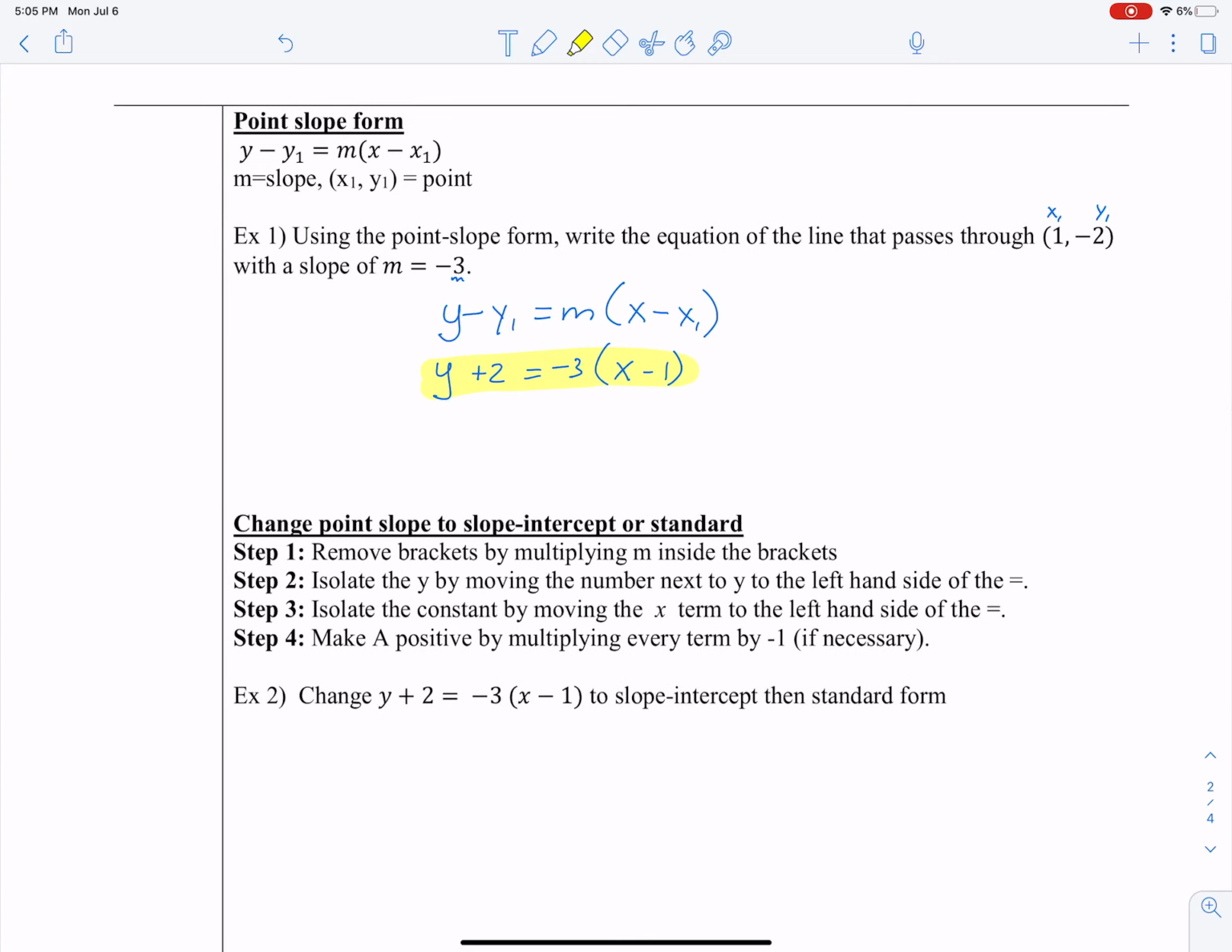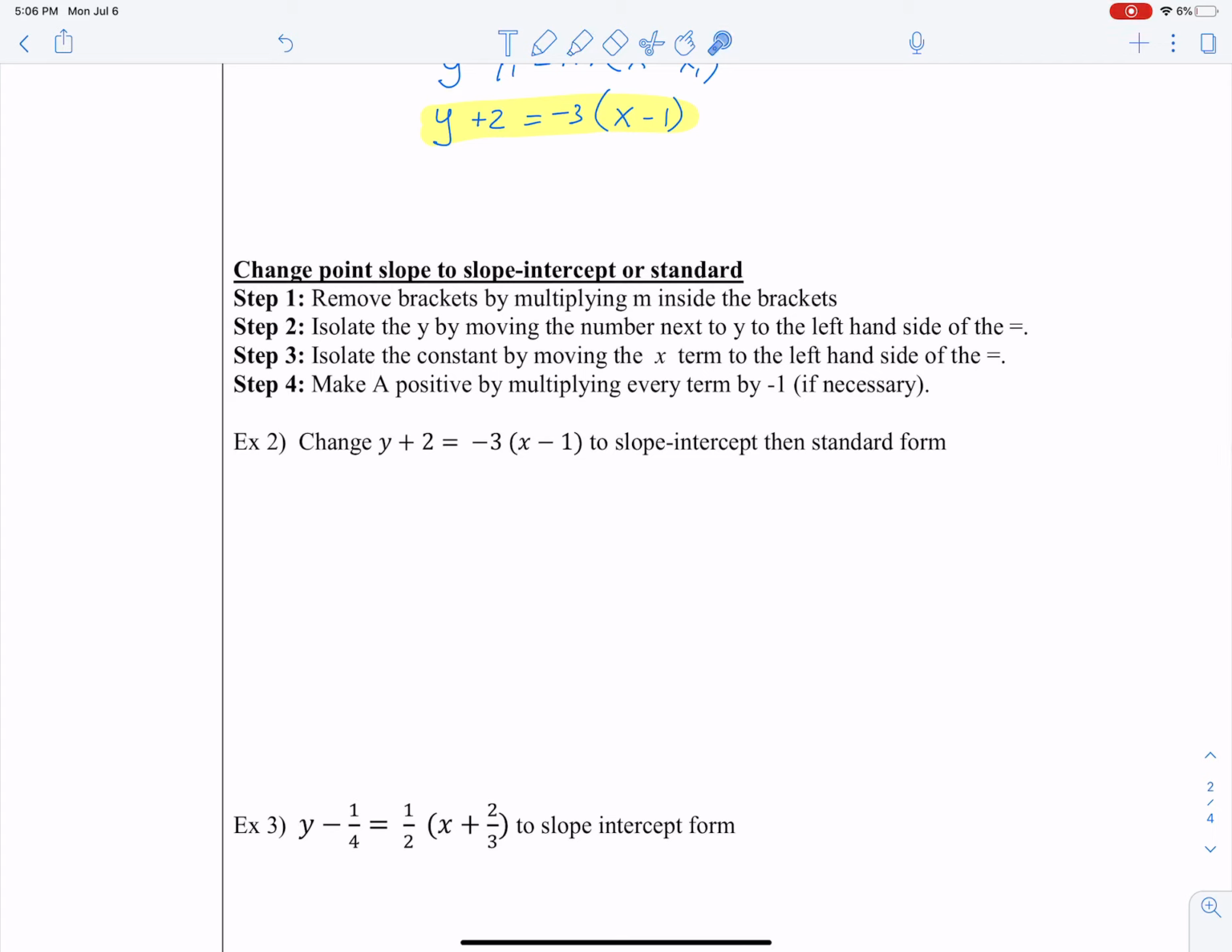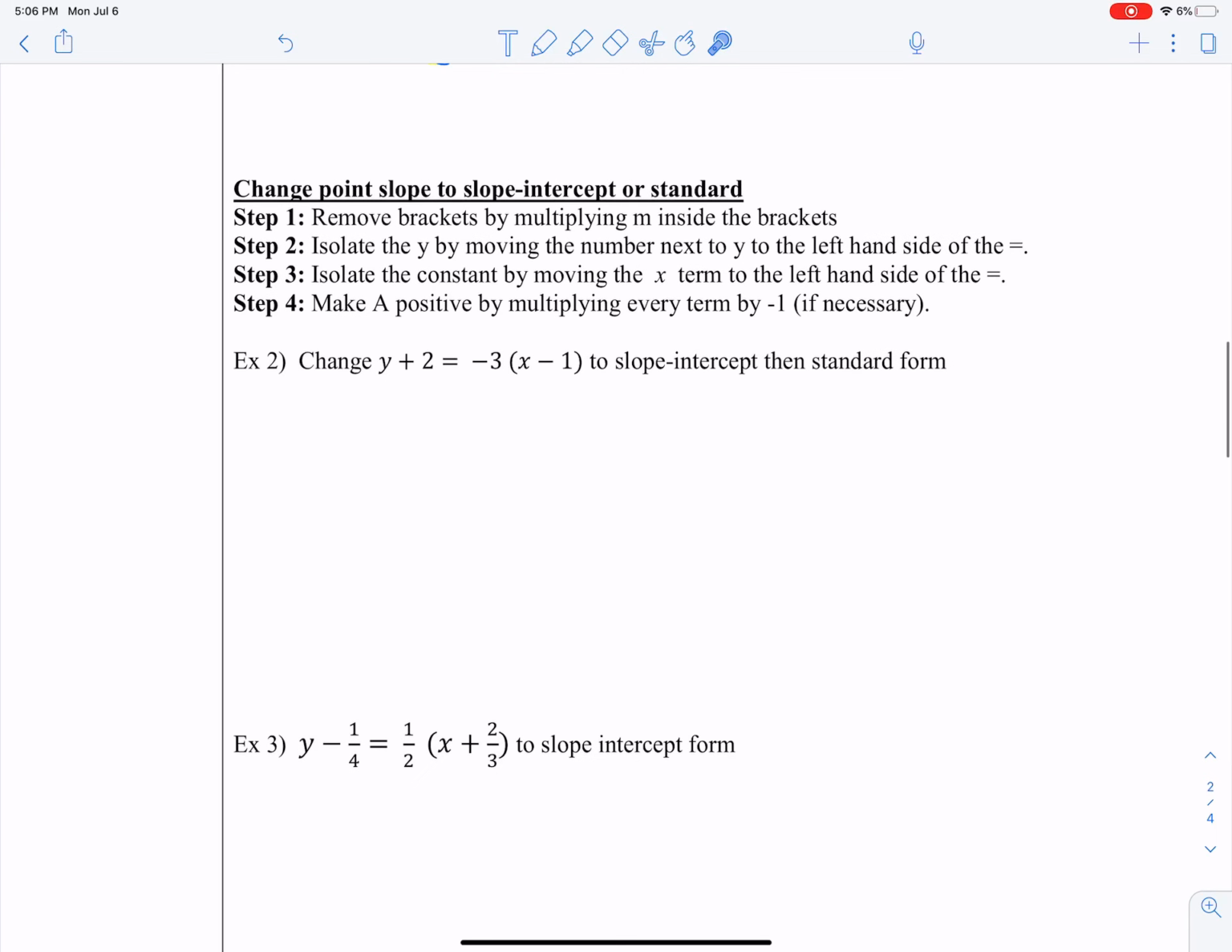Next one is we start with our point slope and then we change it into slope intercept or into standard. Okay, so you always start with point slope and change the other two, never the other way around. Okay, so our first step is going to be remove the brackets. So remember with slope intercept, I'll write them up here to remind you. This is y is equal to mx plus b. And standard is ax plus by is equal to c.